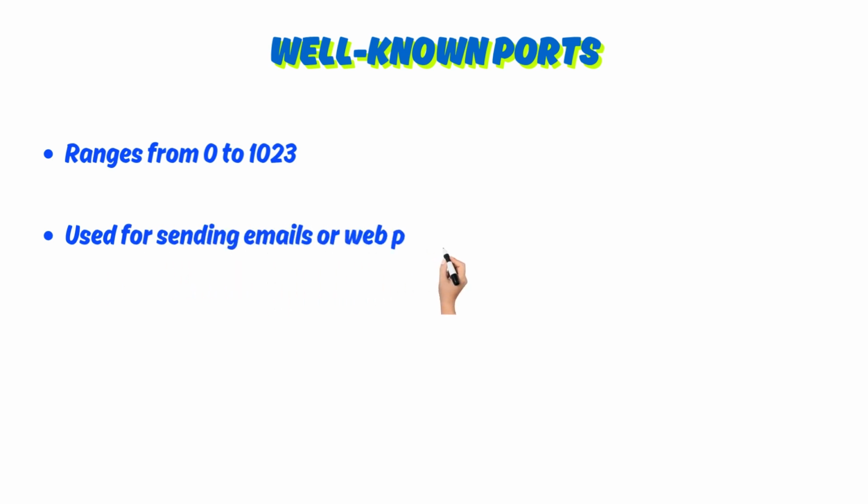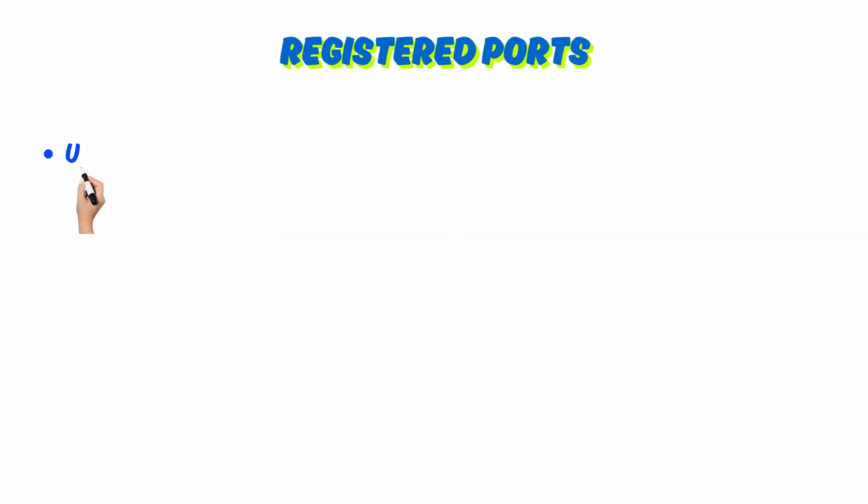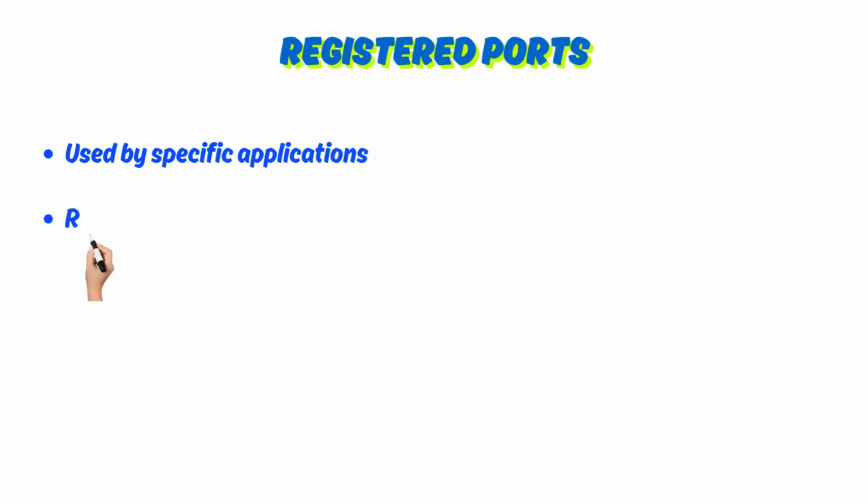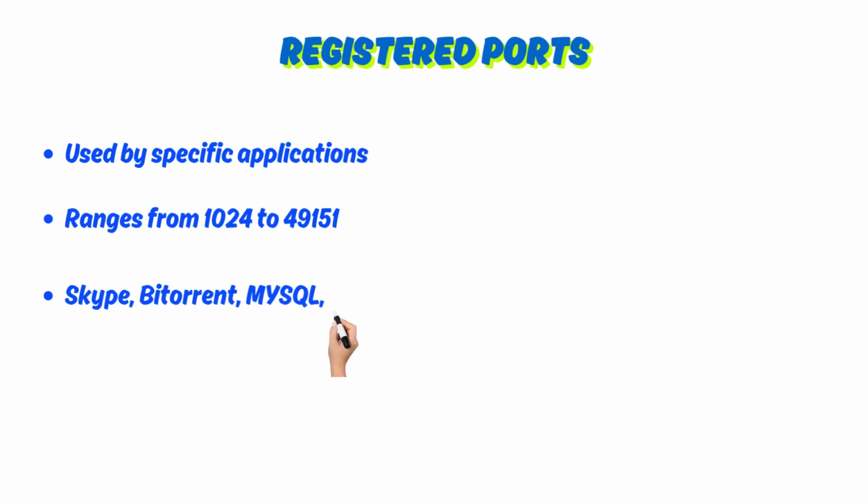The second category is called registered ports. These ports are used by specific applications that are not part of the Internet Protocol, such as well-known ports, but they are still recognized and assigned for organized use. These ports are officially registered with IANA, the Internet Assigned Numbers Authority, for use by user applications and software vendors. These ports range from 1024 to 49,151, normally used by Skype, BitTorrent, MySQL, and so on.